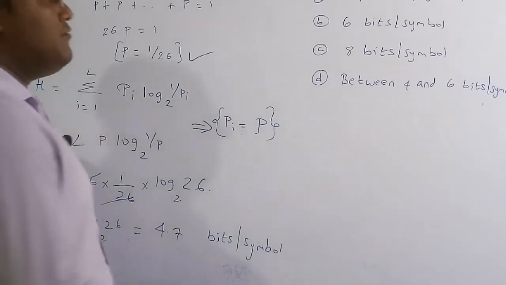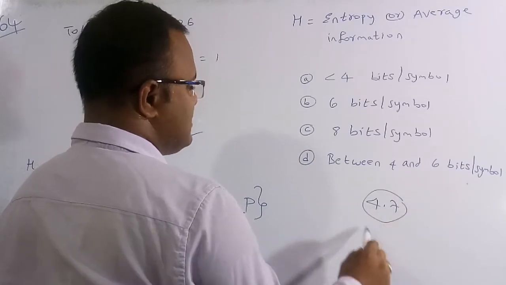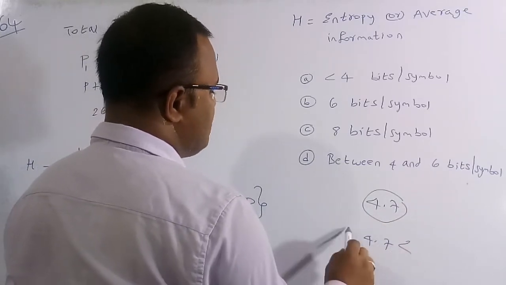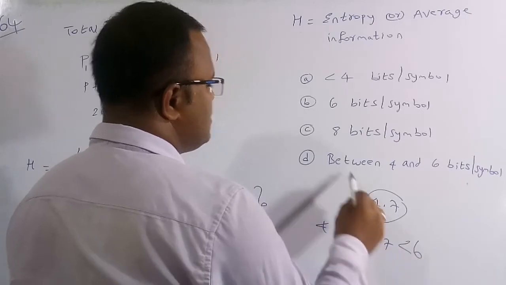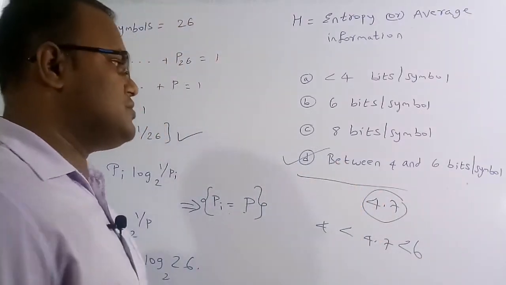If you see the options, this 4.7 lies between 4 and 6. So 4.7 lies between 4 and 6, which is option D. So we can say option D is the correct solution for this question. Now we are going to solve question 165.